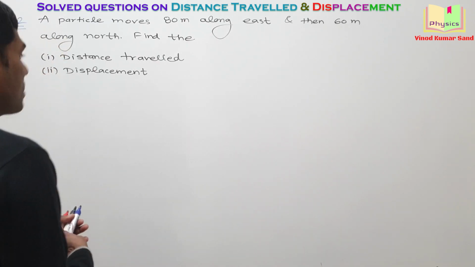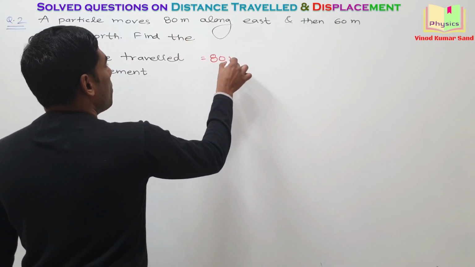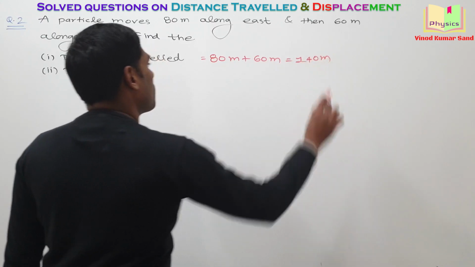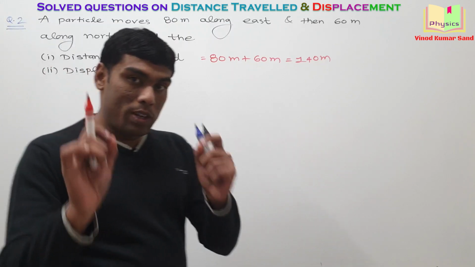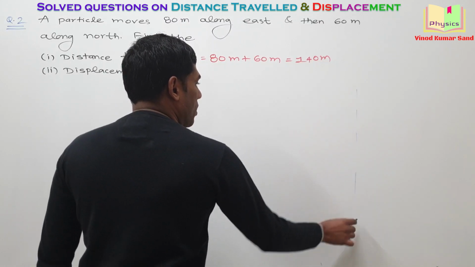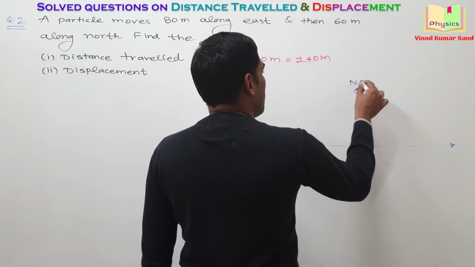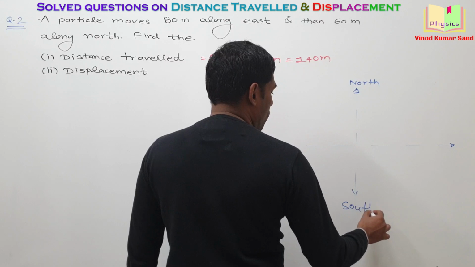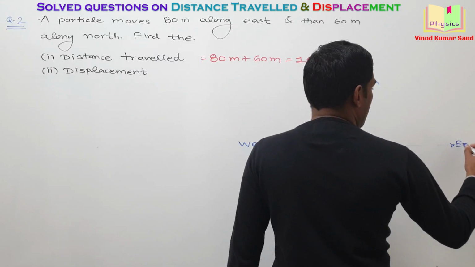Okay, the distance traveled is pretty simple. 80 meter plus 60 meter. So the answer will be 140 meter. Okay. And displacement is a vector quantity, so we will require the magnitude as well as the direction. So we can define the sense of directions here. Let's say this is the north and this is south. Here we define east.